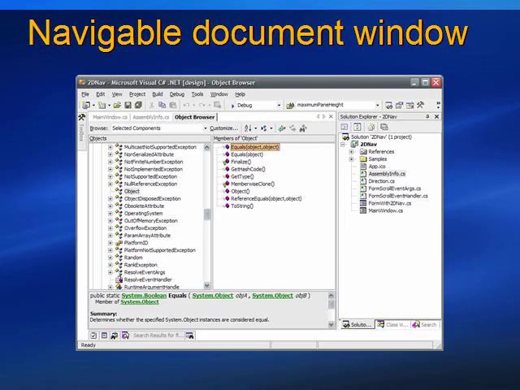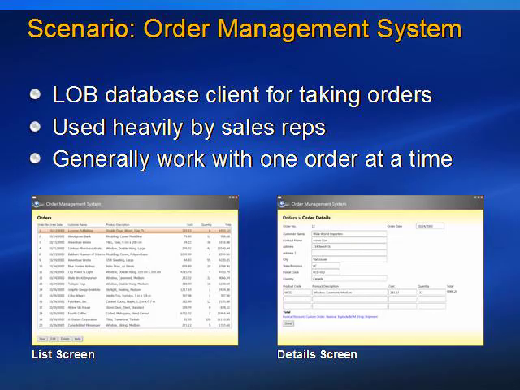Let's think about what we've already covered and apply it to a scenario. Let's imagine that there's a company that sells building materials. They have an orders database. That's a line of business product that they use to keep track of their sales orders. And this product is used day in and day out by sales reps taking orders over the phone. We'll use this as our scenario for navigation and some other features that I'll talk about later.